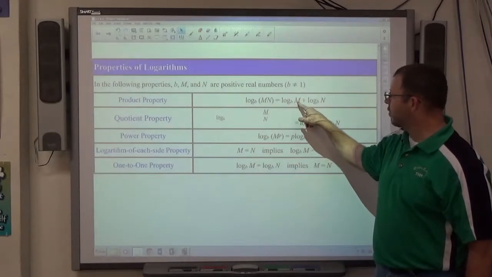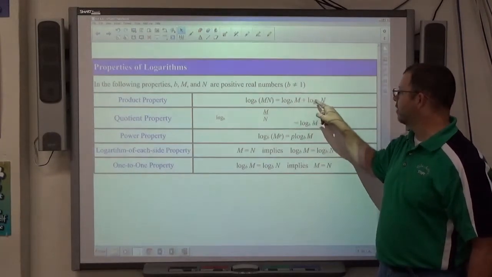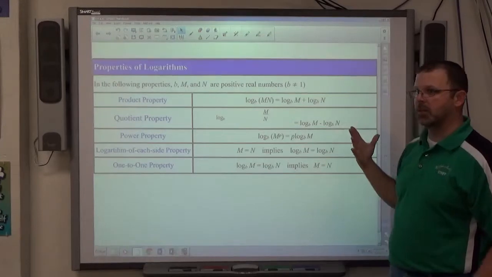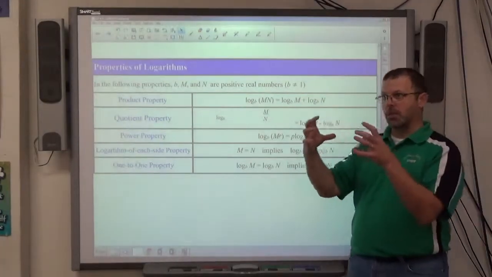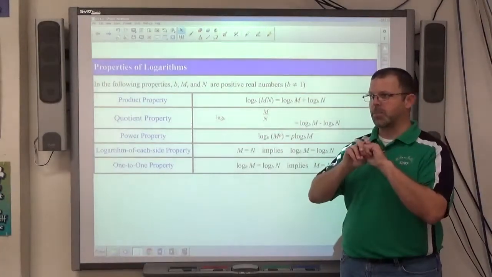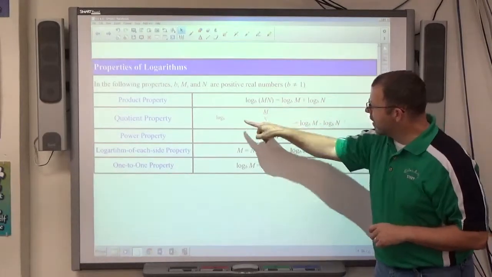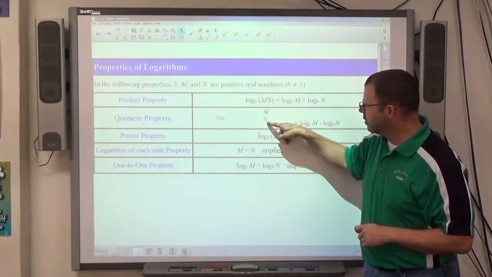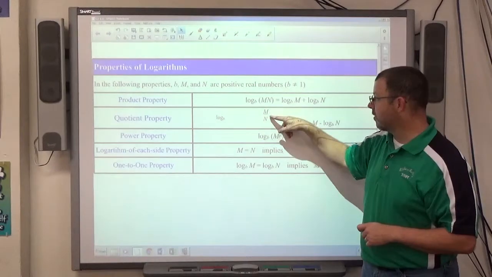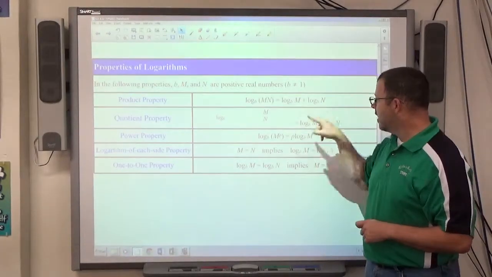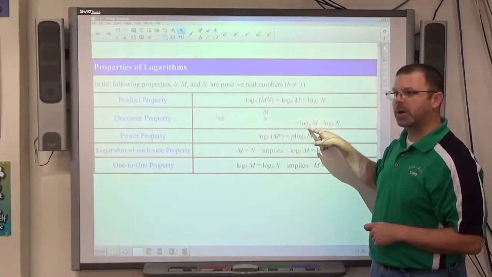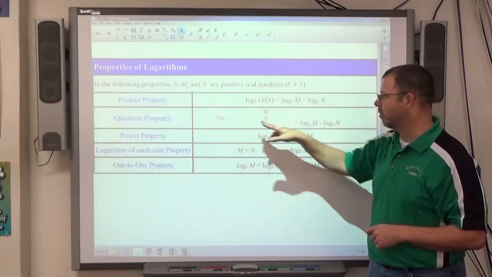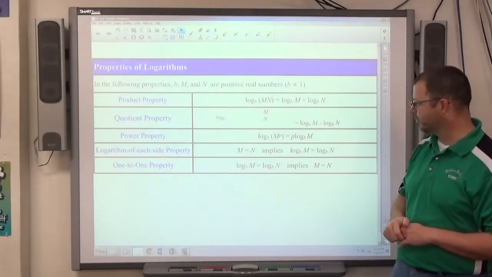the log of the first thing base the same thing, plus the log of the second thing base the same thing. So if we have the ability to create an argument that is a product, we can split it apart into separate pieces. Okay. The quotient property: log of something divided by something, base anything, becomes the log of the top thing base whatever, minus log of the bottom thing base whatever. So the base stays the same throughout these properties.